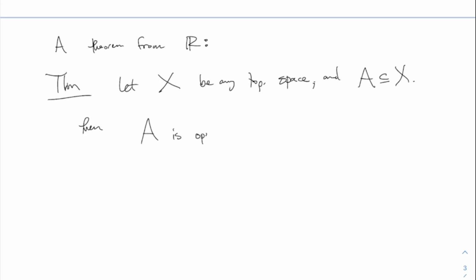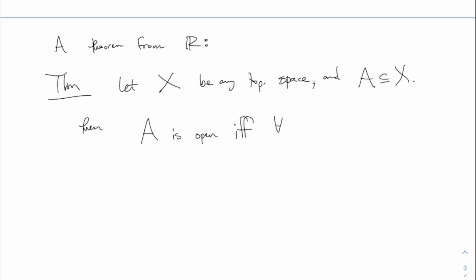I'll start like this. Let X be any topological space. This is a theorem about all topological spaces. And I want to consider any subset of X. Then A is open if and only if every point has a neighborhood which is contained in A. That's what I'm going to write here.